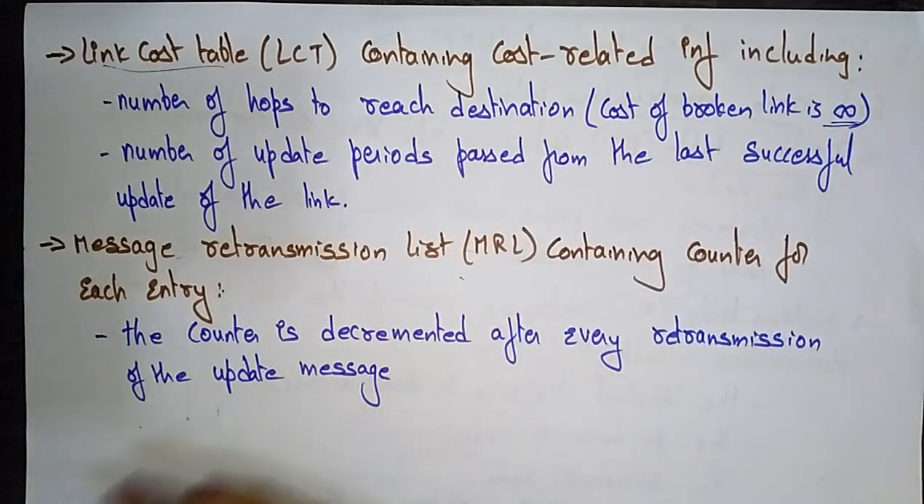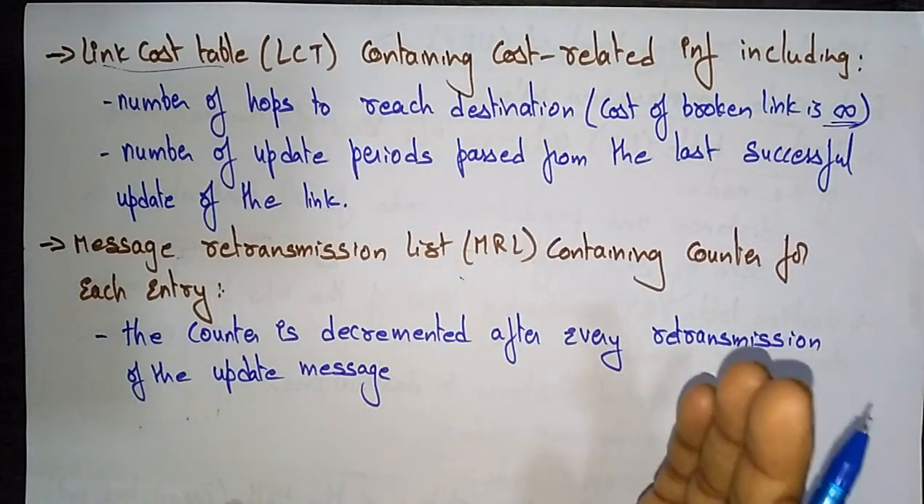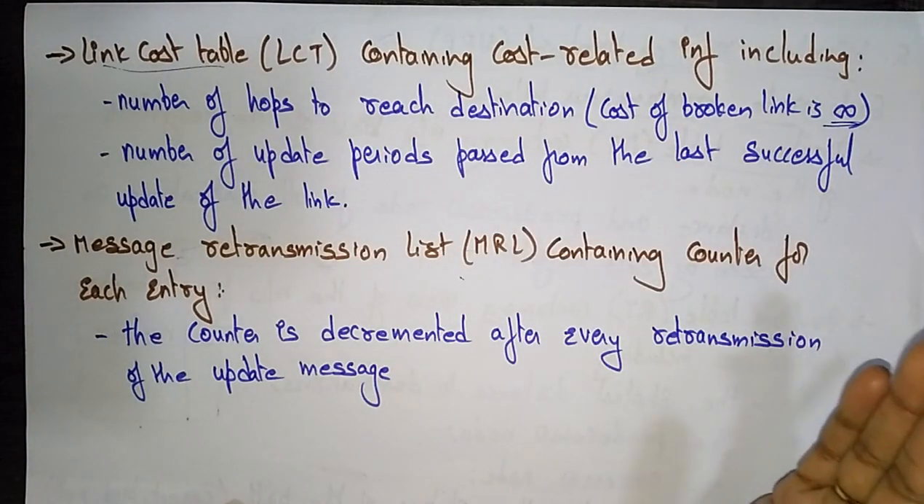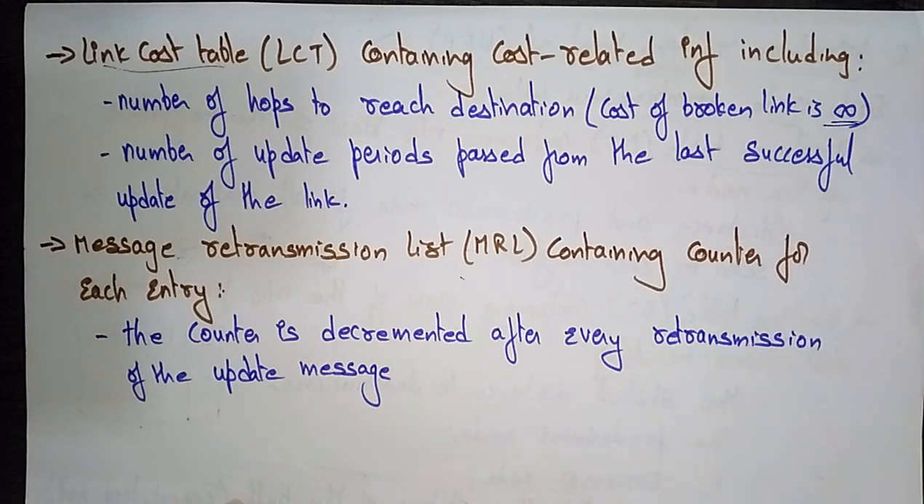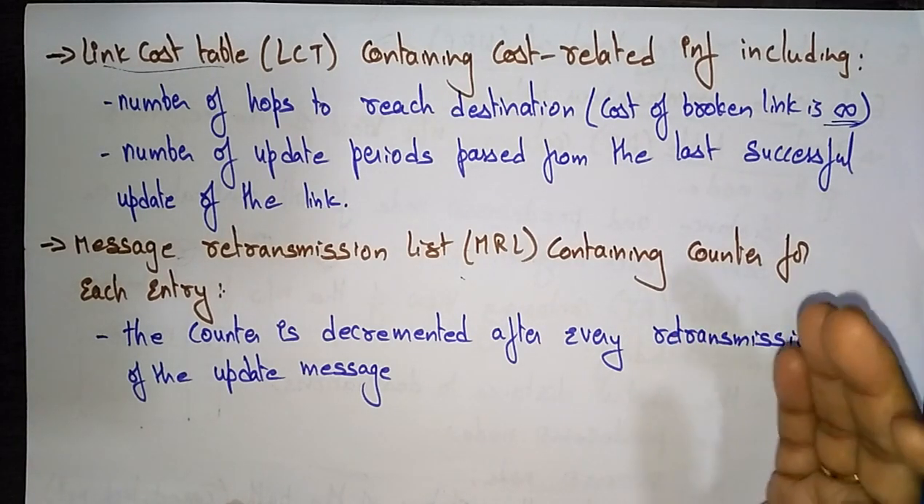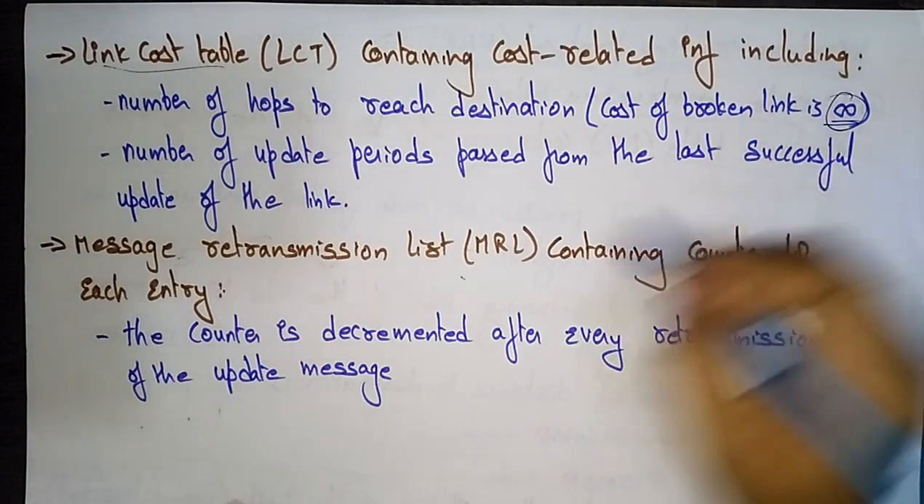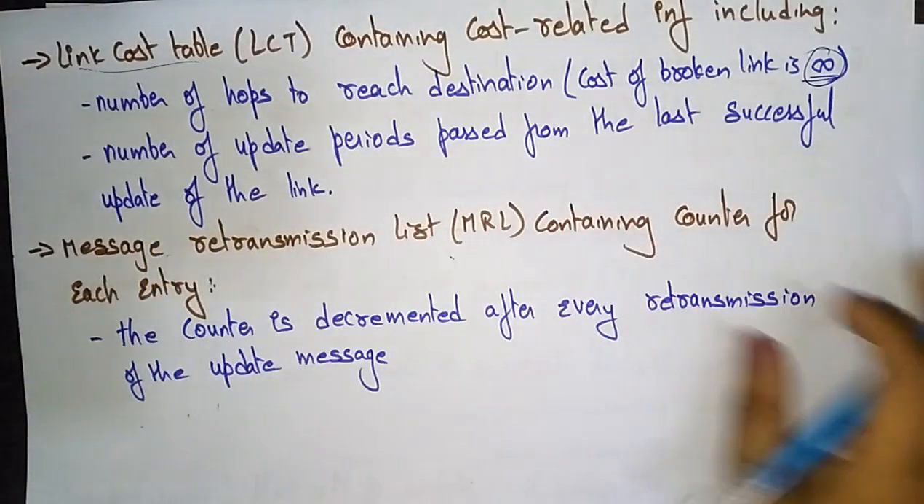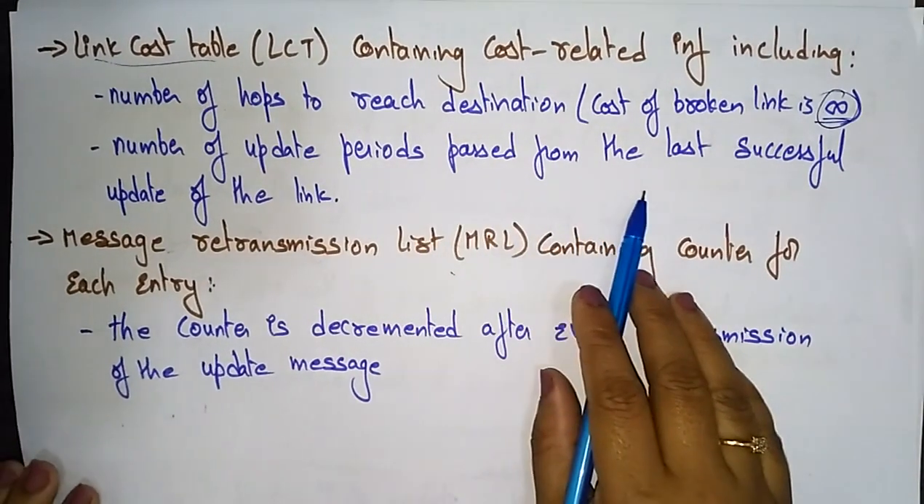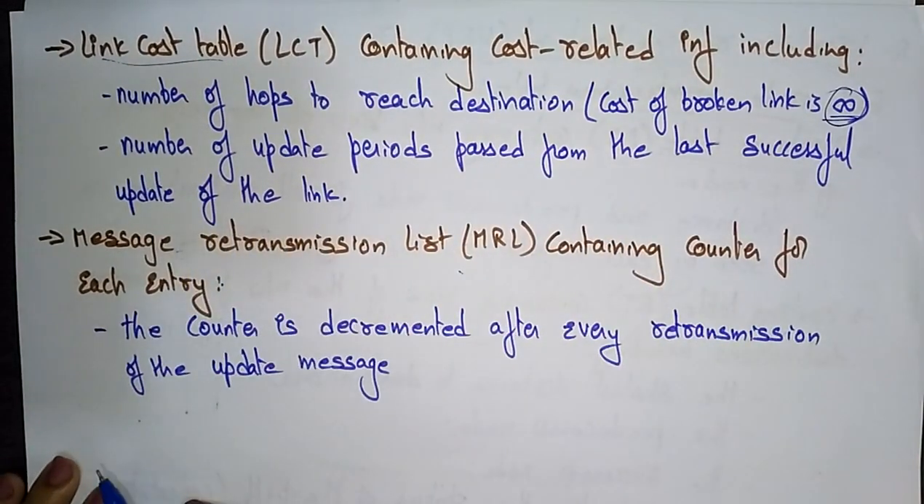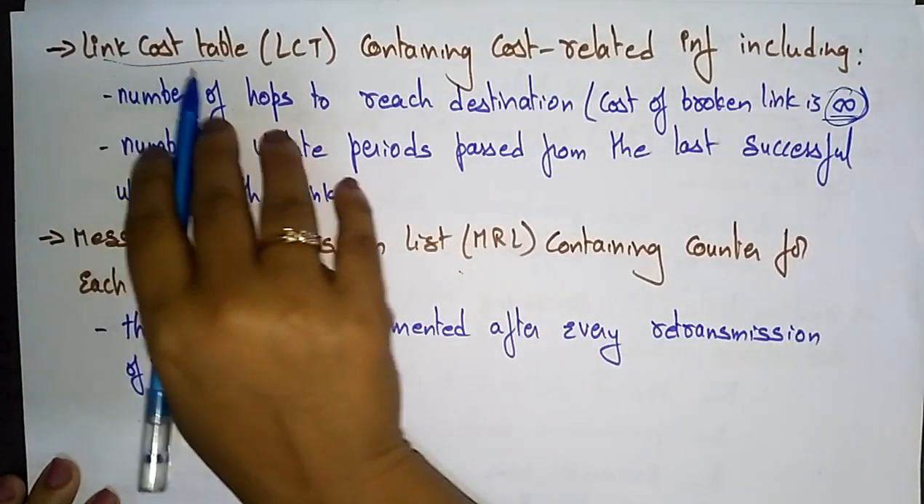Suppose you are calculating the cost over the hops to reach the destination, and at some place the link may be broken. So the cost of the broken link, you have to take as infinity. It also stores the number of update periods passed since the last successful update of the link. That information will be stored in the link cost table.